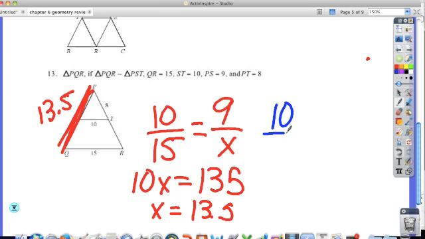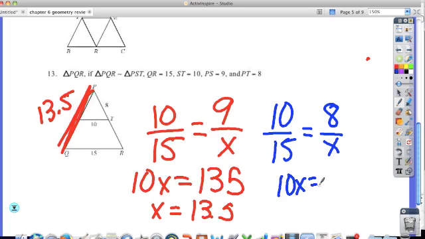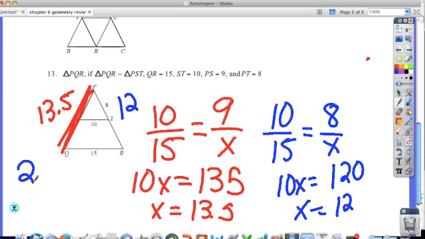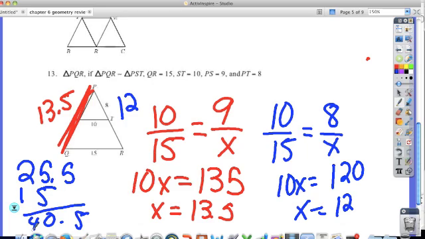I'm using 10 to 15 equals 8 to X. 8 times 15 is 120. Okay, X equals 12. 12 plus 13.5 is 25.5. Am I correct? Plus 15, right? 40.5. Is that what I told you the answer was? Yes.